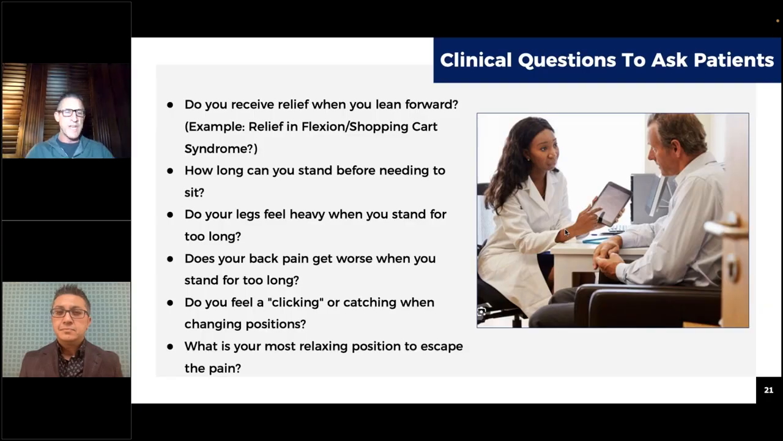Do the legs feel heavy when you stand too long? Does it get worse when you stand? Sometimes patients will even describe a little feeling of instability in their spine if you listen to them and let them talk long enough. And then what is the best position? Well, sitting down, leaning forward, kind of with their head between their legs, opening up that spinal canal is the most comfortable position. So what about this section here?